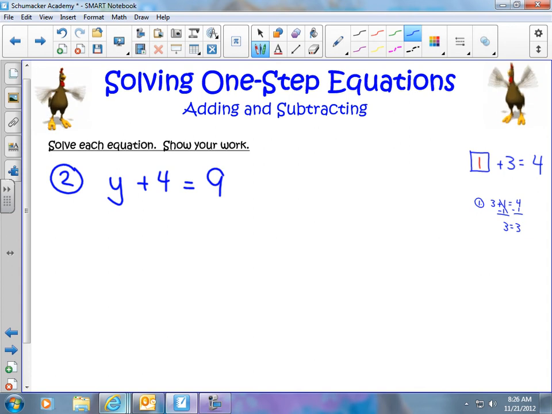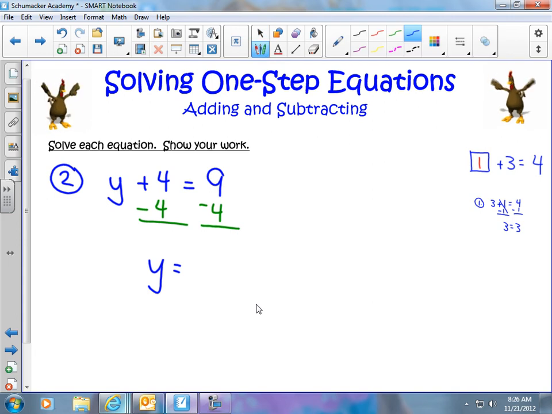If I have y plus 4 equals 9, I want to get y by itself. And the only way I can get y by itself is to get rid of that 4. And so to get rid of this 4, I'm going to have no choice but to subtract it. This is called an inverse operation. We're adding 4 in the equation. The inverse, or the opposite of adding 4, is to subtract 4. Now the thing is, whatever I do to one side of the equation, I have to do to the other side to make sure that both sides remain equal the whole time. And so when I subtract 4 from 4, they cancel out. When I subtract 4 from 9, I'm left with 5.